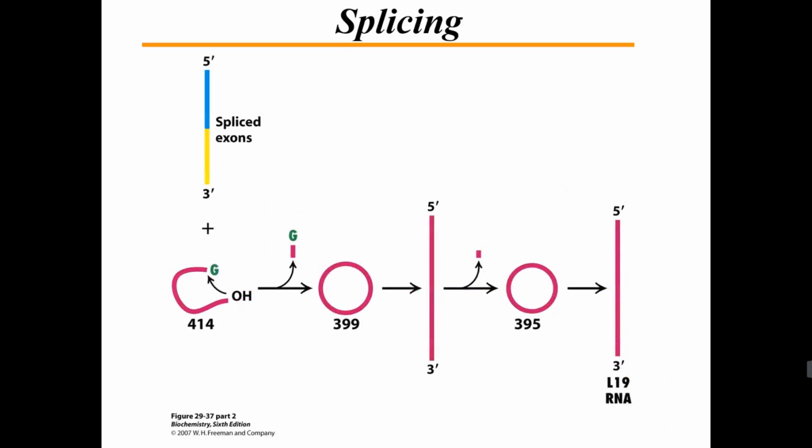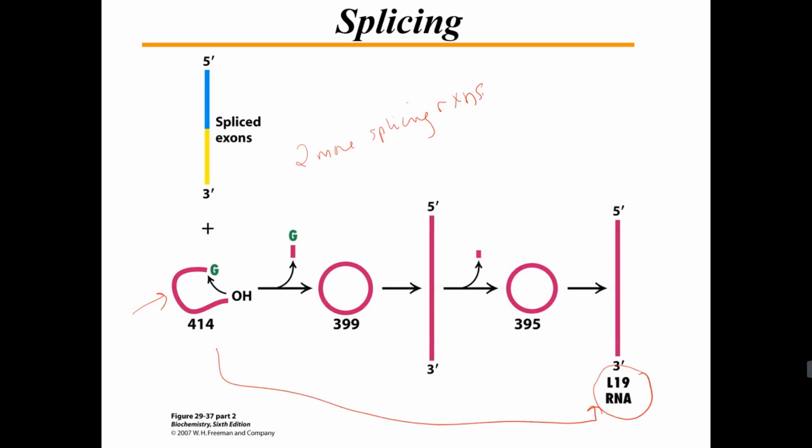And what does it actually do? This slide will depict how the intron itself, so once we've created that intron, actually splices itself twice, so 2 more splicing reactions, okay, to produce a linear RNA that becomes L19, okay?